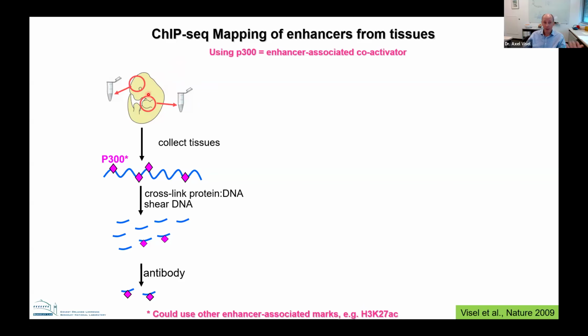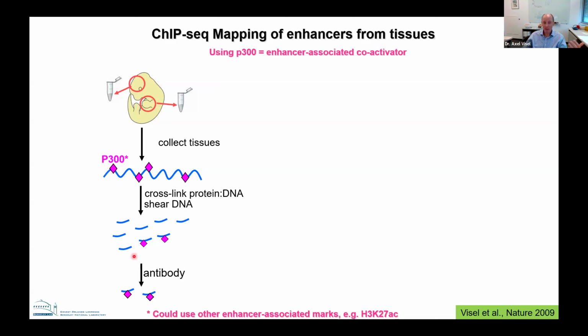The idea is you collect the primary tissues, you then cross-link proteins to DNA, you shear the DNA, and then the trick here is you use an antibody that targets enhancers only when they're active. In our early studies, we used antibodies for P300, which is one of these co-activators that sit on top of enhancers. You don't have to know the actual transcription factor. You can put on many different kinds of enhancers with these co-activators. Today, most people, including ourselves, use, instead of P300, histone modifications that are associated with enhancers. But again, these histone modifications like histone 3K27 acetylation are present only when the enhancer is active.